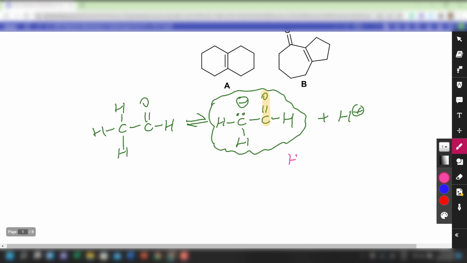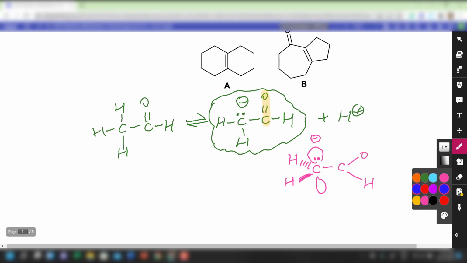Okay, so I'm going to show the geometry around the carbon bearing the negative charge. It's likely going to be trigonal planar. Why is it likely to be trigonal planar? Because if it's trigonal planar, then it's likely to overlap well with the CO pi system. So I'm just going to draw in this pi bond.